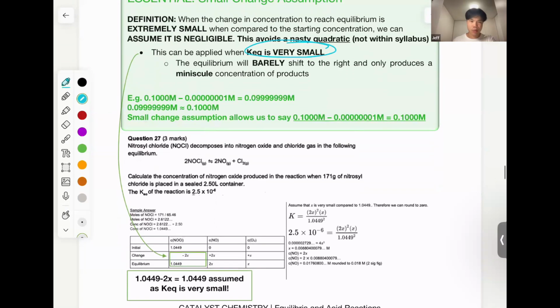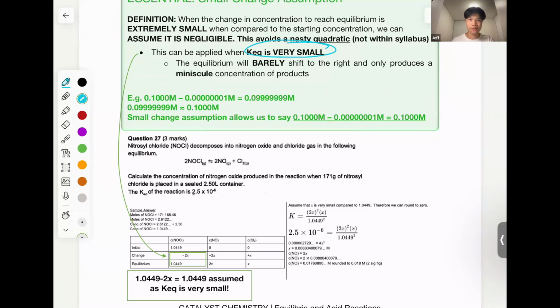And this is, I think, the hardest part for people to understand. Why does it matter that your KEQ is small to apply the small change assumption? Can anyone try to justify it or does anyone have an idea as to why that's the case? Why does a small KEQ permit the small change assumption?